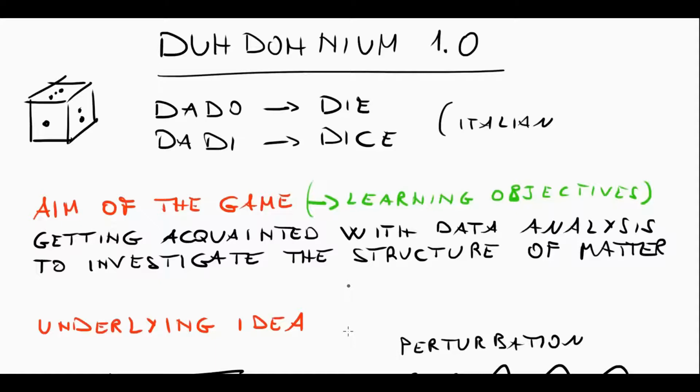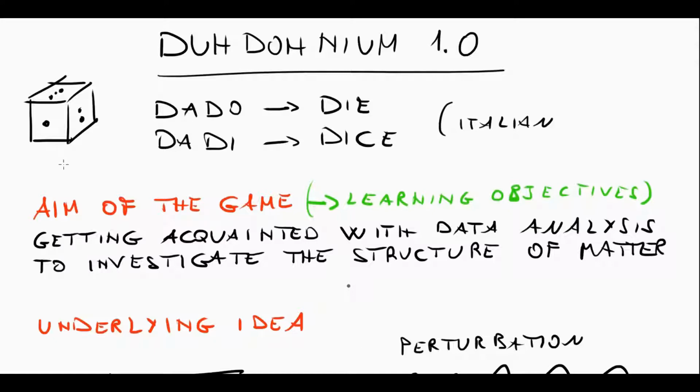Hi everybody, let me introduce you to this very simple game that I call Duhdhohnium 1.0. The name comes after the Italian word dado, that means die in English. Its plural form is dadi, that is dice in English. Actually, in this game we will use dice.